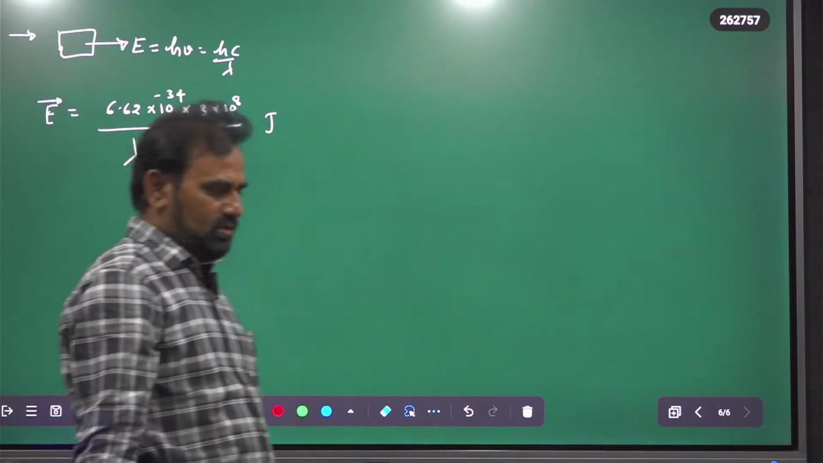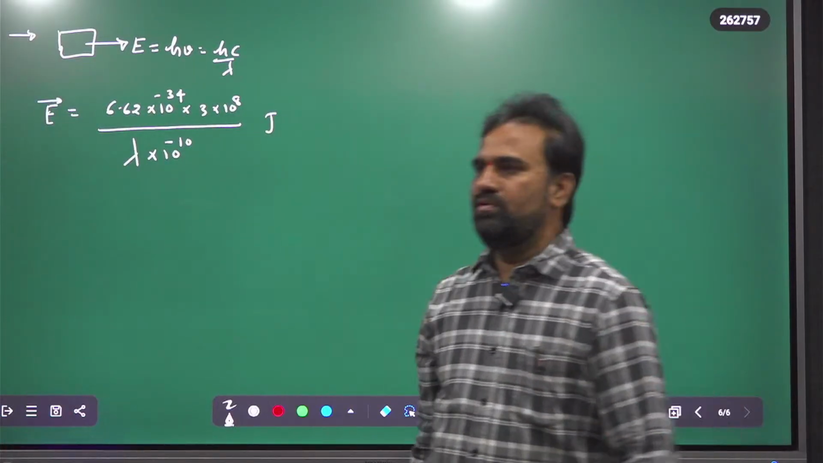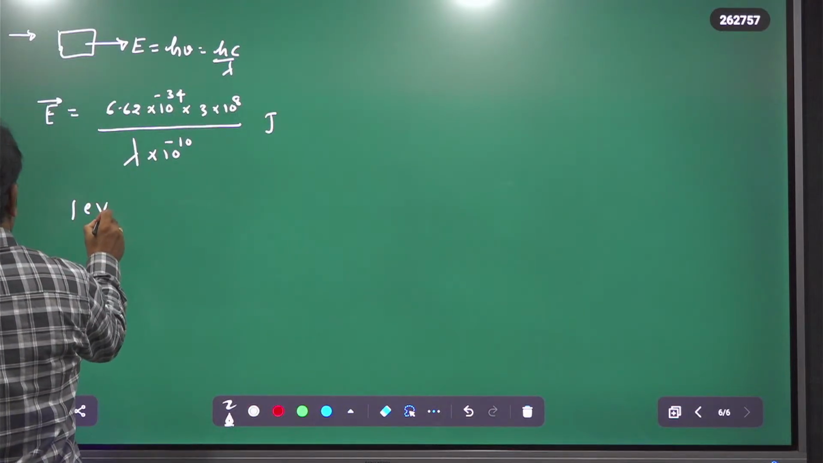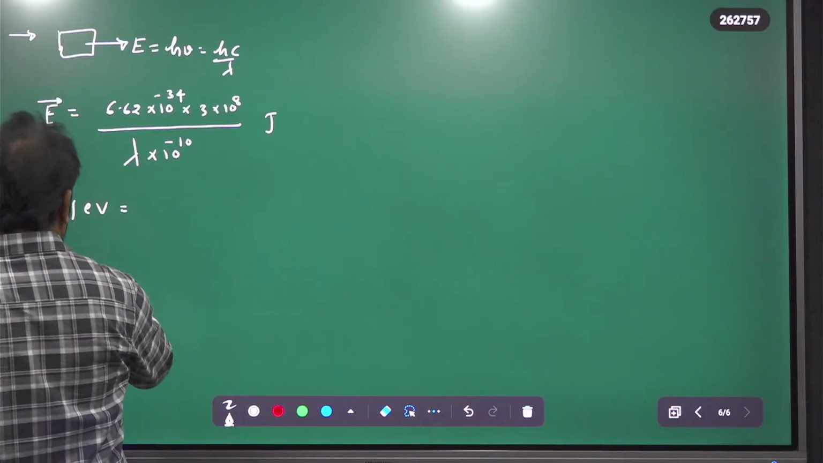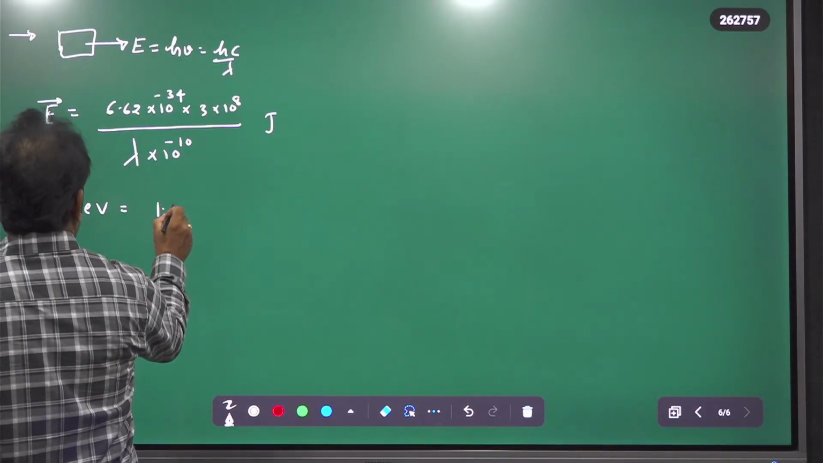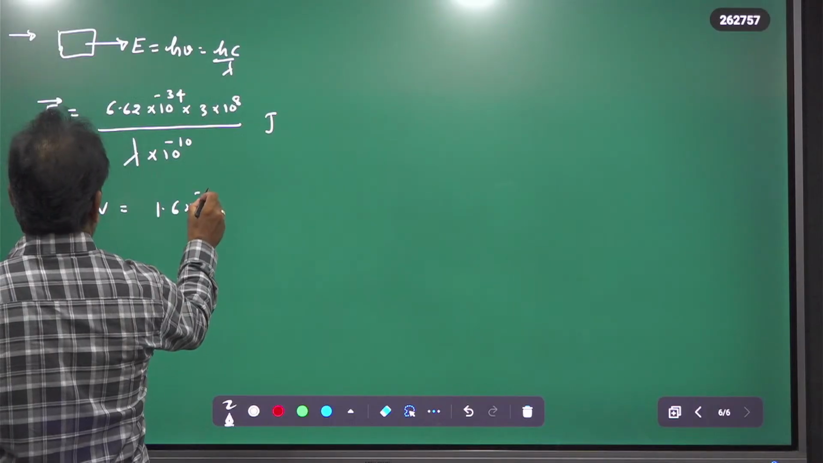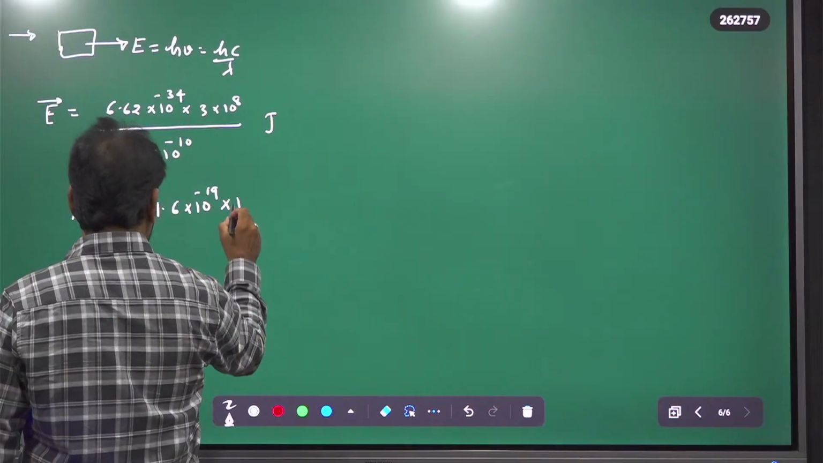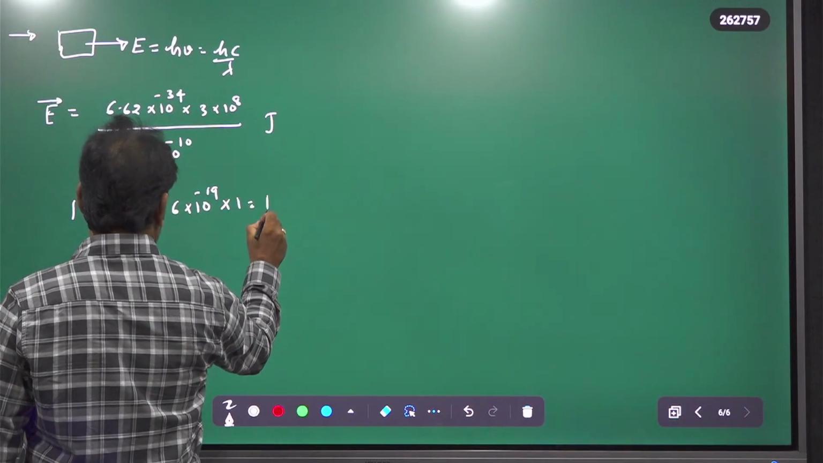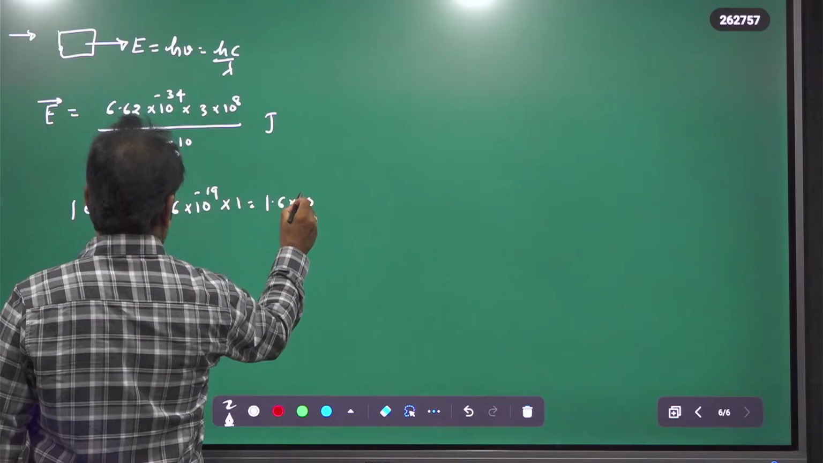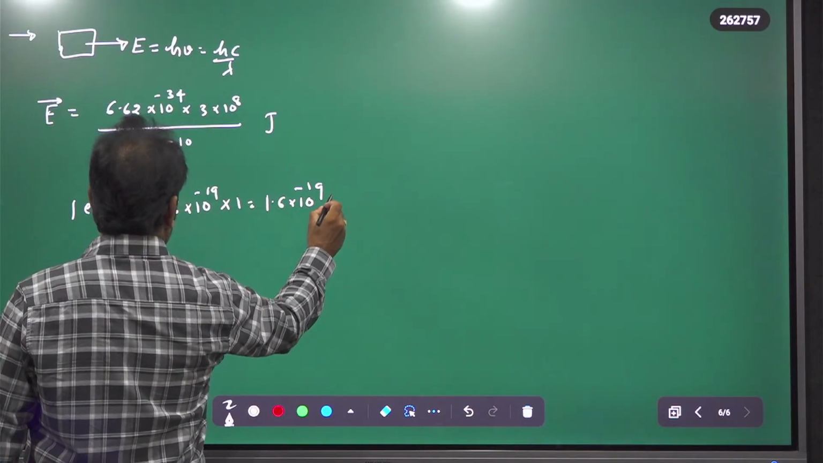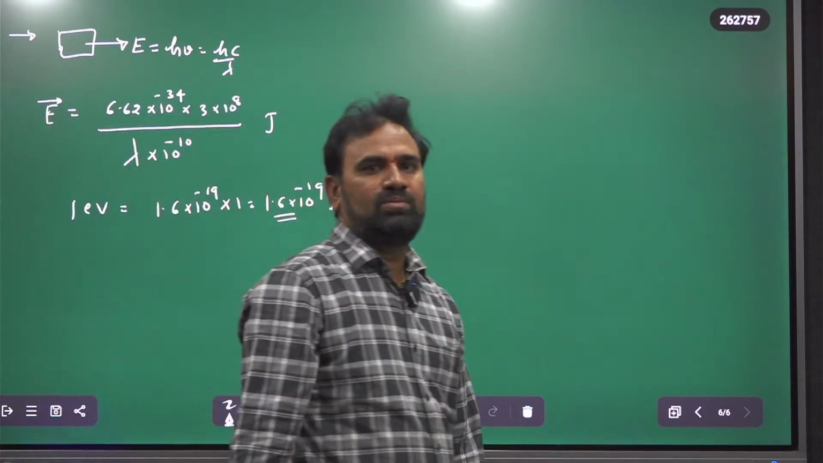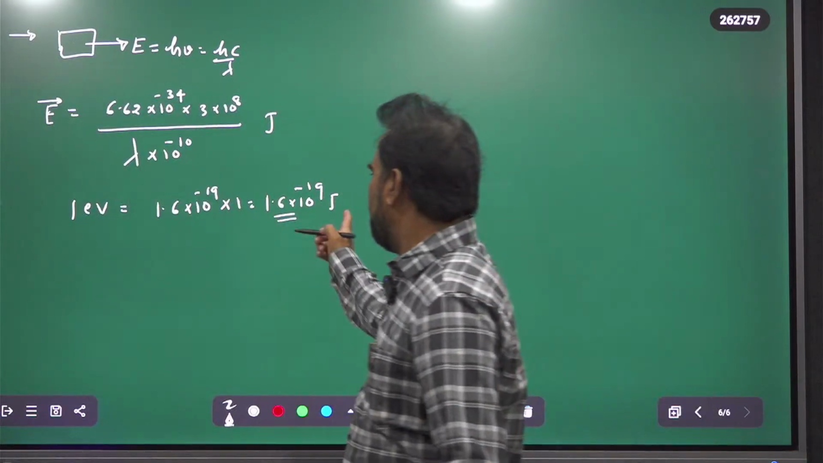Okay. So in the form of electron volts, already you know 1 electron volt is equal to how much? 1 electron volt is equal to 1 electron charge, 1.6 into 10 to the power of minus 19 coulombs into 1 volt. That is equal to 1.6 into 10 to the power of minus 19 joules. But what is the value of 1 joule?